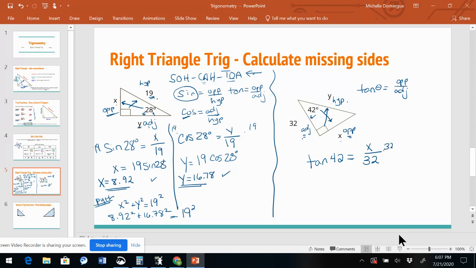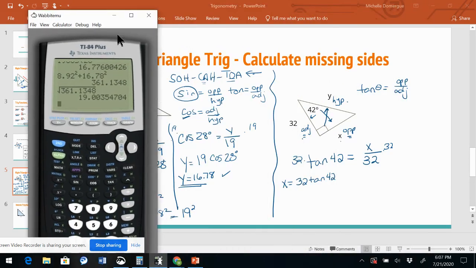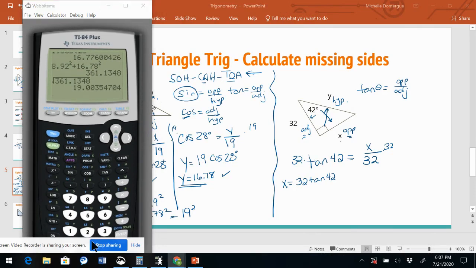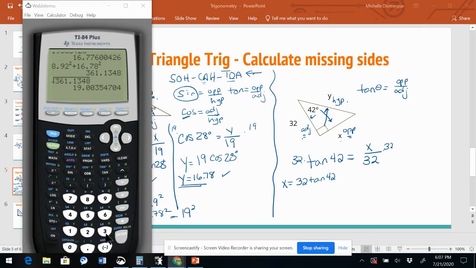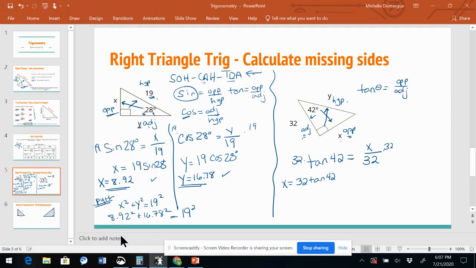So let's multiply both sides by 32, and we get x equals 32 times the tangent of 42. Let me pull up my graphing calculator again. I press tangent and enter my angle, 42, and enter. And I get 28.81. So my side x equals 28.81.